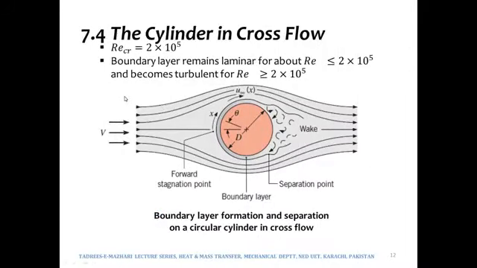Now the cylinder in cross flow. So now over here we would be considering the flow over the cylinder. In this particular topic, when the flow is taking place over the cylinder, first of all the critical Reynolds number is 2 exponent 5, which was 5 exponent 5 in the case of flat plate.